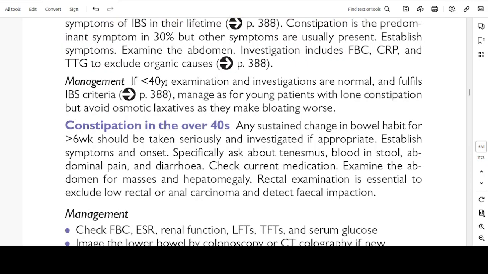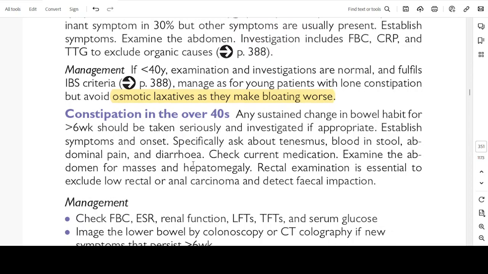Management: if less than 40 years, examination and investigations are normal, and fulfills the IBS criteria as on page 388, manage as for young patients with lone constipation, but avoid osmotic laxatives as they make bloating worse. So this is one point that has been tested in the exam. Avoid osmotic laxatives as they make bloating worse. So you will not give magnesium hydroxide. You will give either isafgula husk or stimulant laxatives.